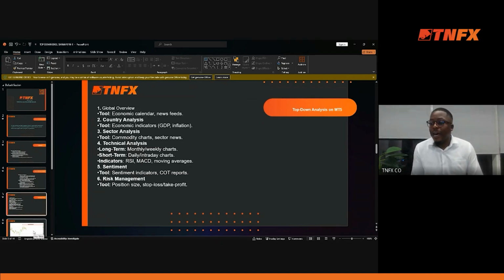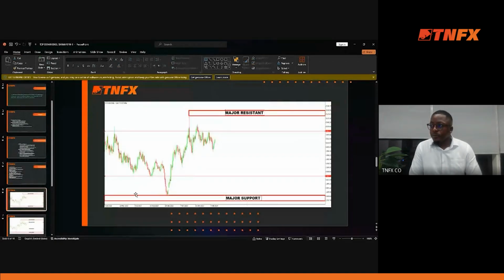Then we move down to our major resistance, which is now practically what we do on the MT5 and MT4 platforms when we want to know the trend in the market, how you measure your major resistance and support zones. So in this case, as you can see, I made a short creation on my MT4 platform where I drew two lines.